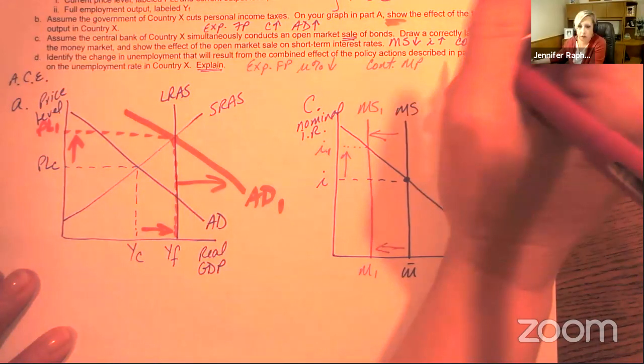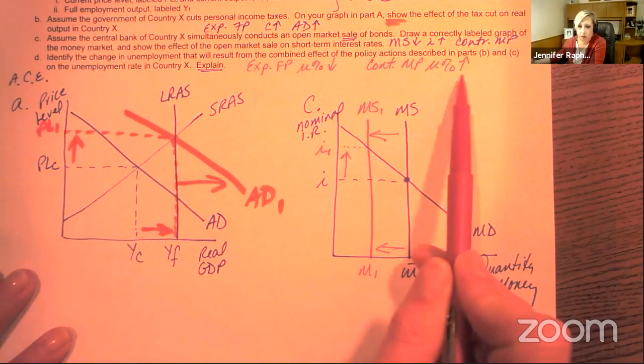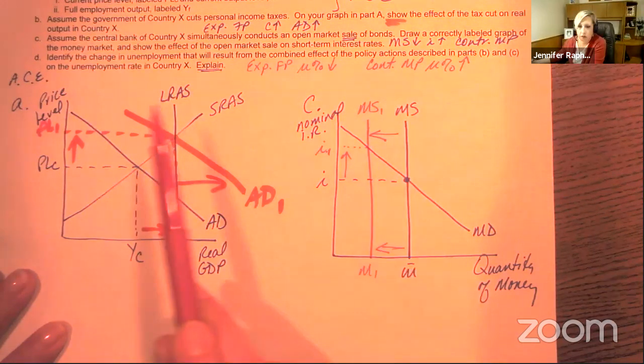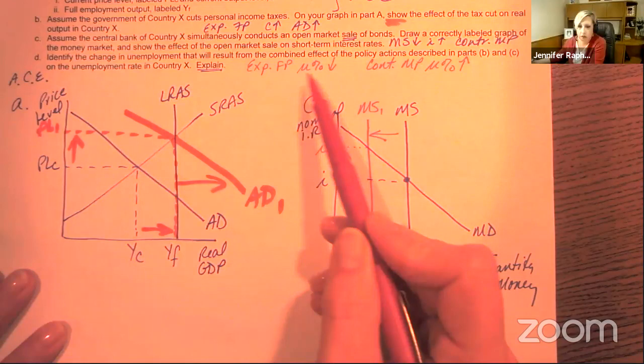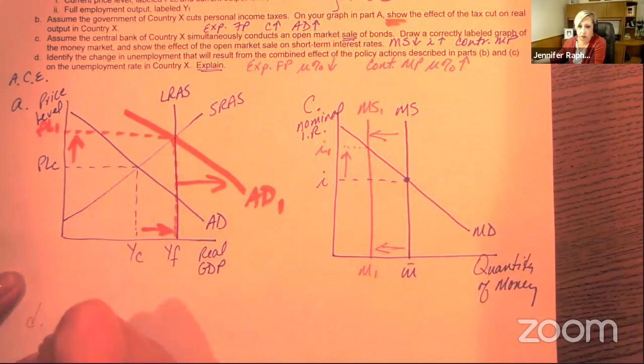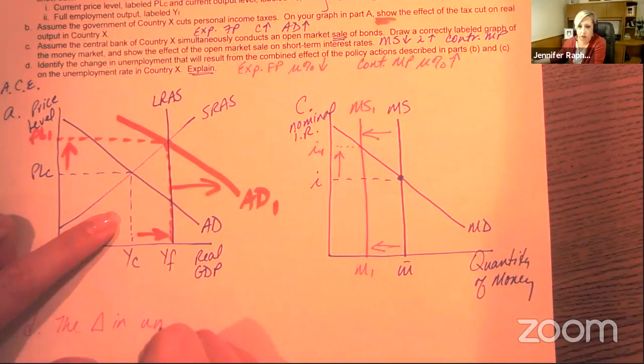So we've teased out what happens to unemployment as a result of expansionary fiscal policy. We've teased out what happens to unemployment as a result of contractionary monetary policy. Now we're ready to answer the question. So identify the change in unemployment. Well, if one policy is pushing unemployment down and the other policy is pushing unemployment up, the answer is indeterminate. The answer is we're uncertain. So the change in unemployment, then, the answer is indeterminate or uncertain.